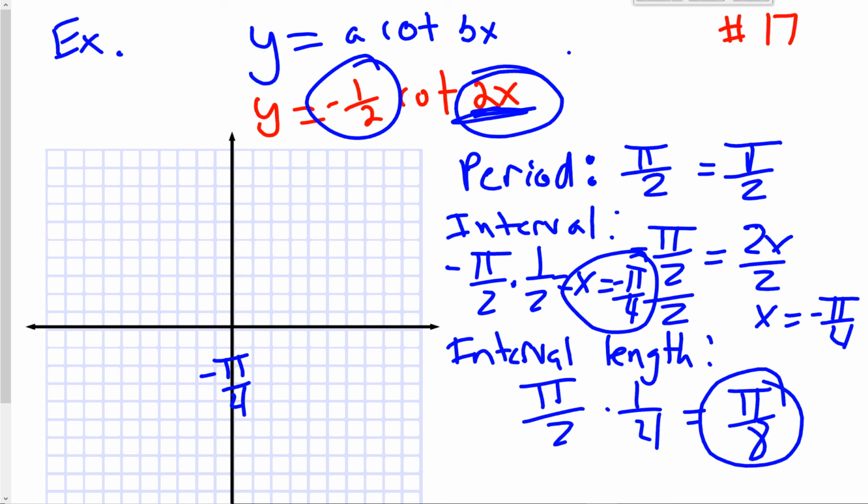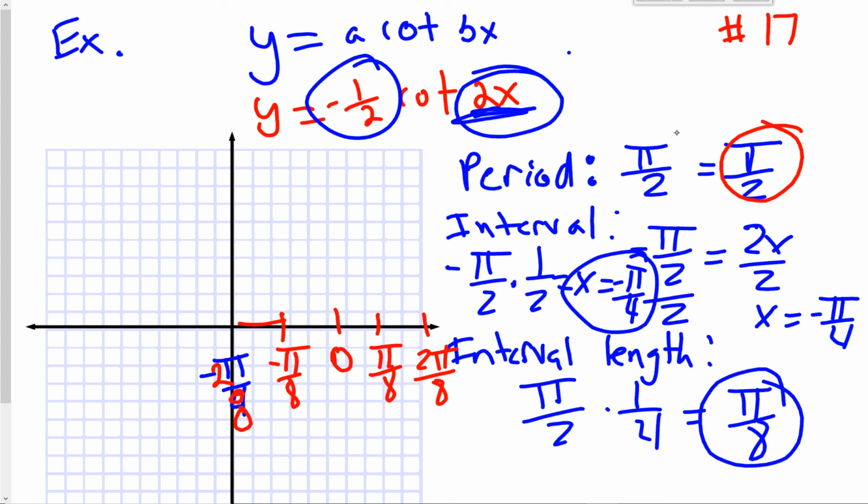So I need to change this to 2 pi eighths, so then I have a common denominator. I can add my interval length, which is pi eighths, so then negative pi eighths. Add another one, 0, sorry, pi eighths, and then 2 pi eighths. And again, we can see this distance is a total of 4 pi eighths, which is the same as pi halves.